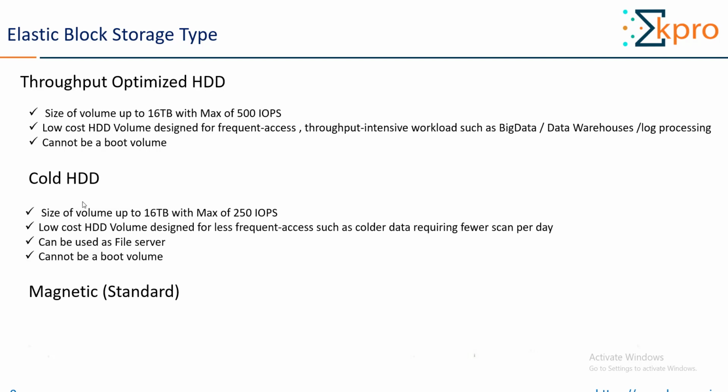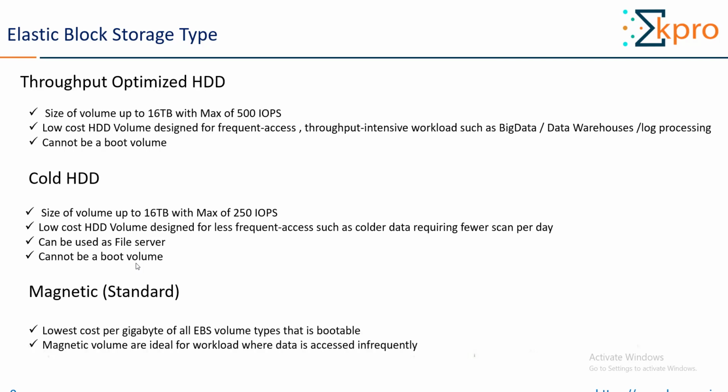Cold HDD also has a volume size of up to 16 terabyte, but IOPS is only 250 IO per second, and it is for less frequently accessed cold data, with only a few scans per day. It can mostly be used for a file server, and this also cannot be used as a root volume. The magnetic is the cheapest one in terms of hardware storage in EBS. It is ideal for workloads where data is accessed infrequently, and this magnetic disk can also be used as a root volume.